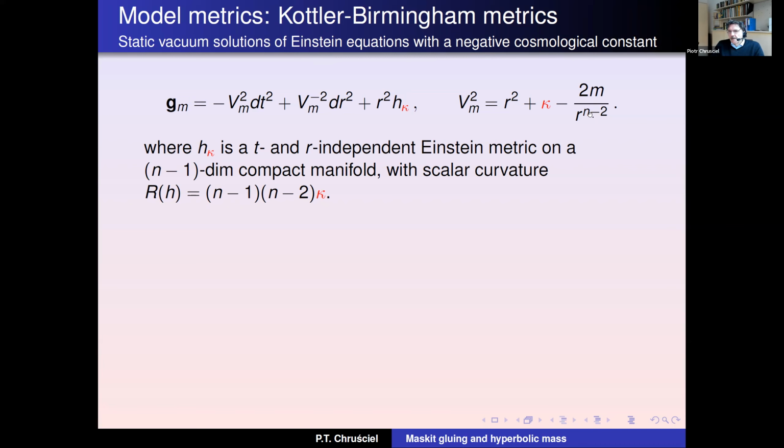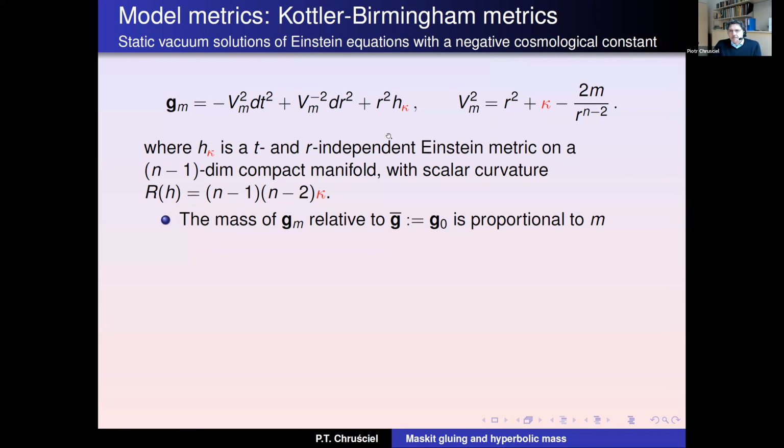And I'm going to assume that n is larger than or equal to 3, so that I don't have to discuss the case n equals 2, which is different. You notice that with n equals 2, this is a constant, so it's hard to unravel what is the mass and what is this k. And in any case, this R of h is 0 here.